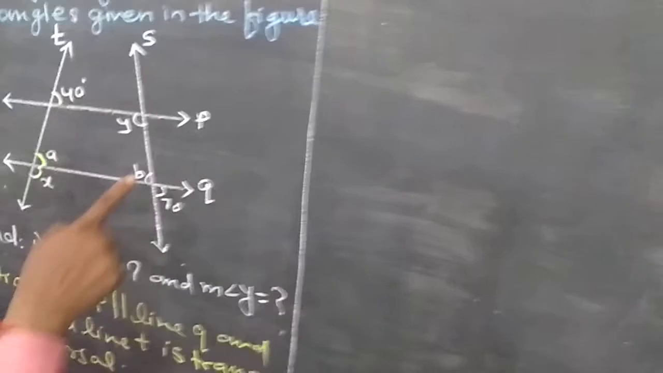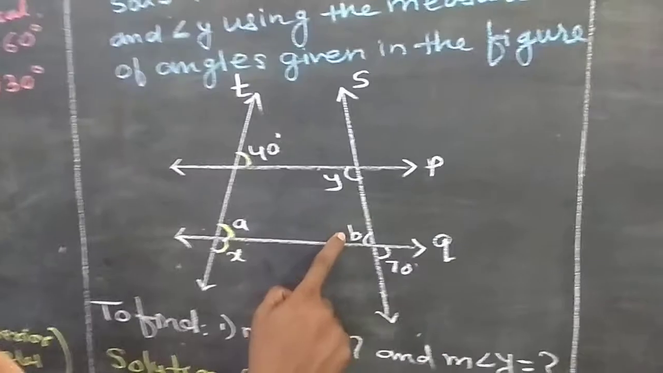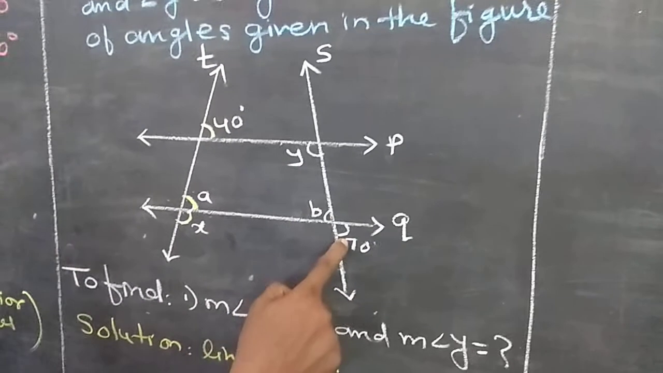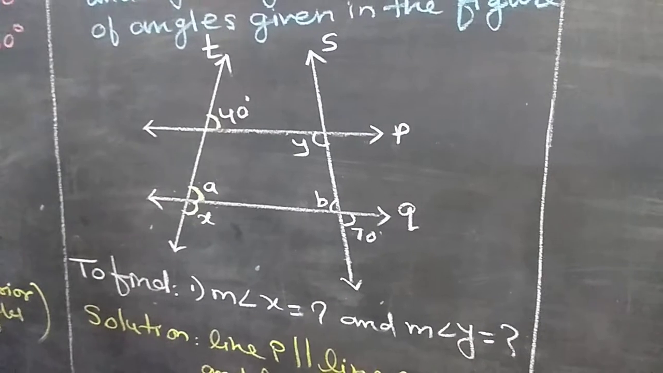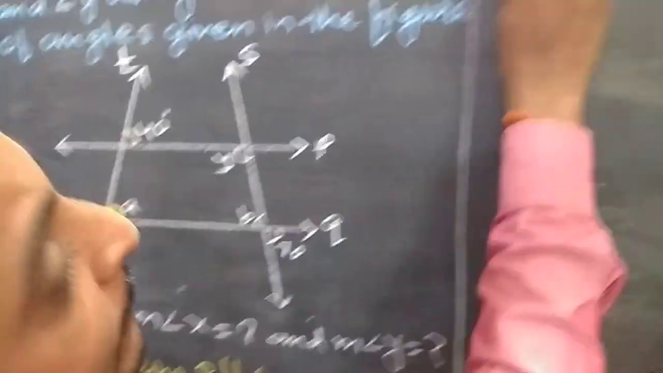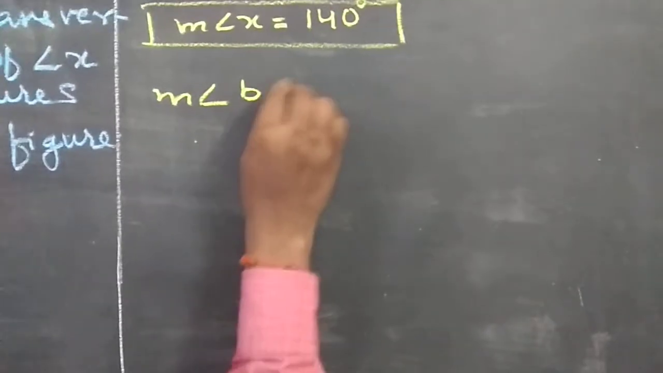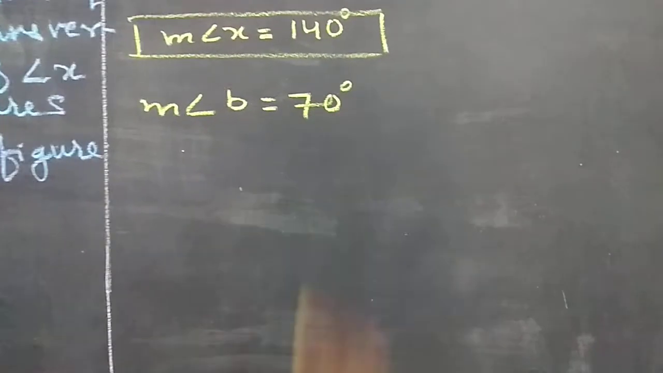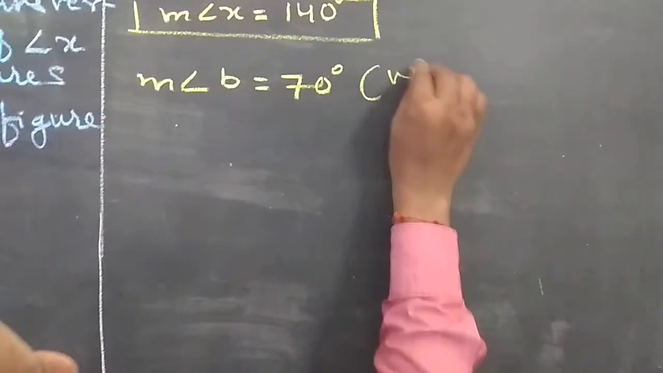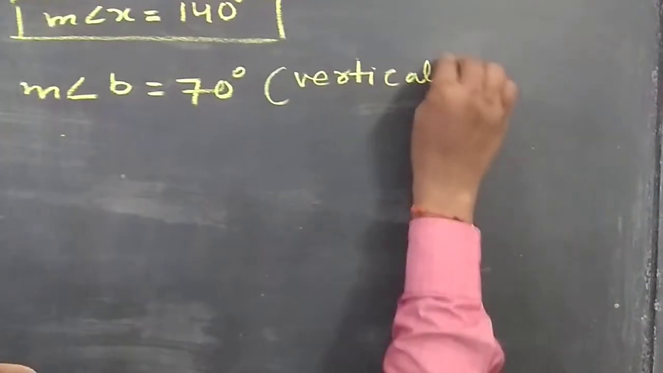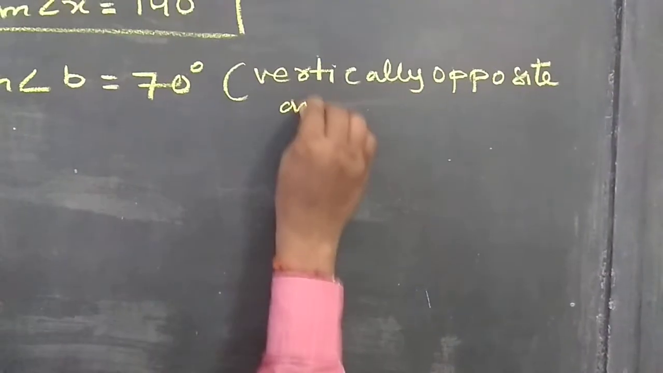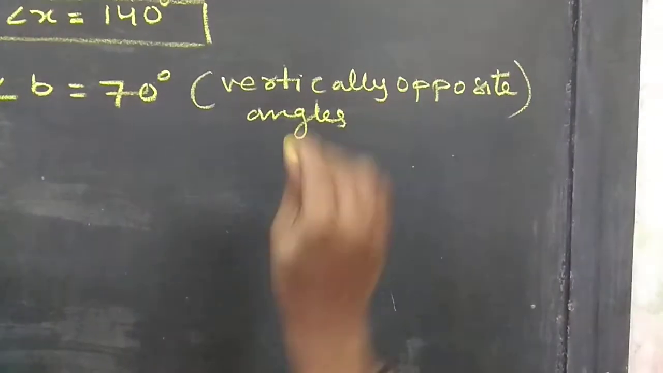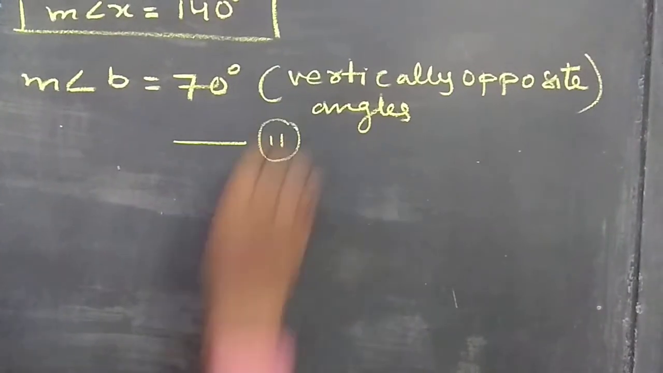Now what is still remaining? Measure angle Y. Concentrate toward the diagram, dear student. Measure angle B and this angle 70 are both vertically opposite angles, and the value of vertically opposite angles is always equal. So measure angle B is equal to 70. You can write here directly. And what is the reason? The reason is vertically opposite angles. Now give it equation 2.